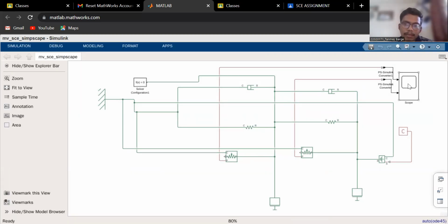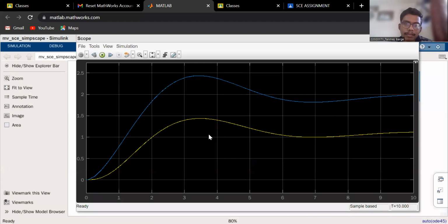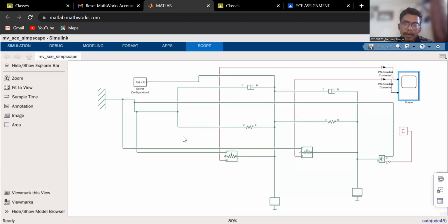Let us see our results in the scope window. As we can see, we get the same results, but they are more enlarged due to the software variation. So we are getting the same result using Simscape also. So here are the two ways we can model our problem.